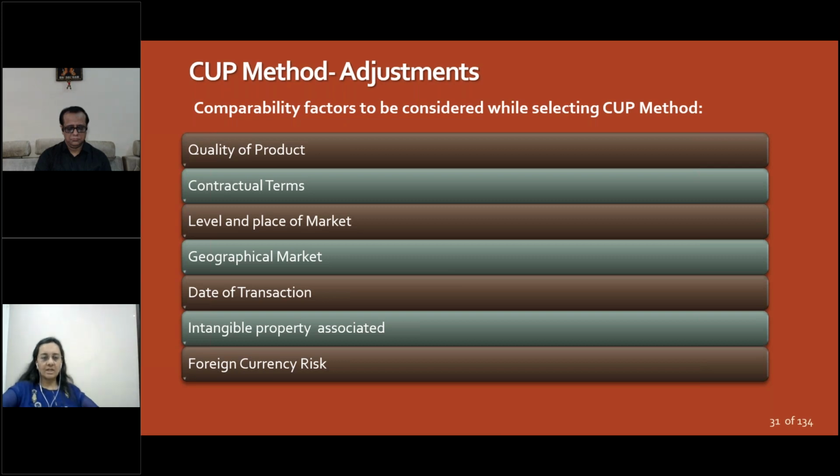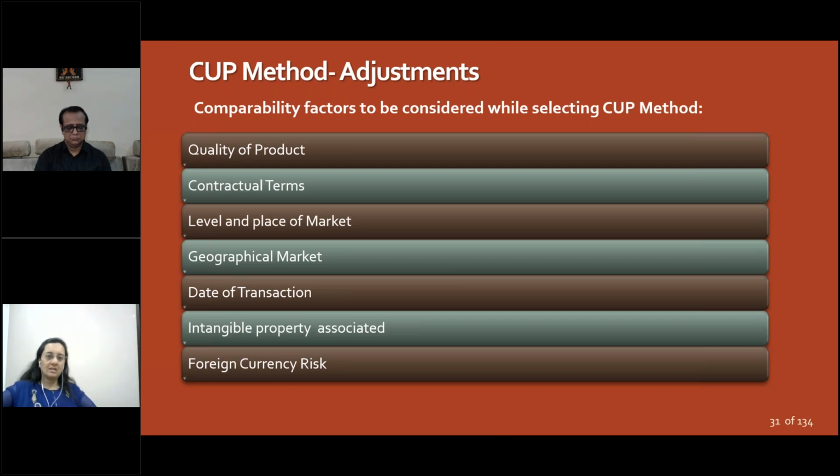Intangible property associated to it. Suppose you're doing a transaction which has an intangible associated to it. That intangible may have a completely different effect on your price, on your commodity or on your goods, versus somebody who does not have an intangible, and therefore they cannot be compared.